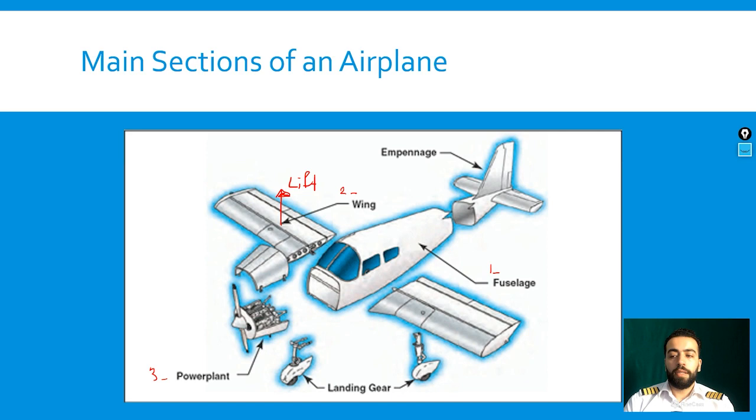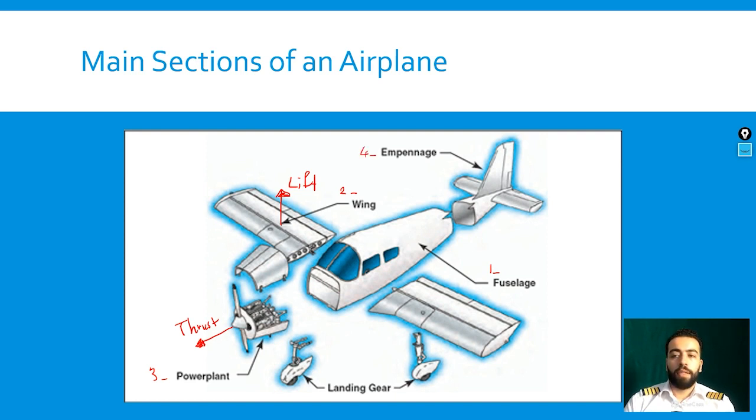The third part is called the power plant, or the engine, which is the heart of an aircraft and produces a forward force called thrust. The bigger the engine, the more thrust, the more speed we can go, or the higher altitudes we can reach.